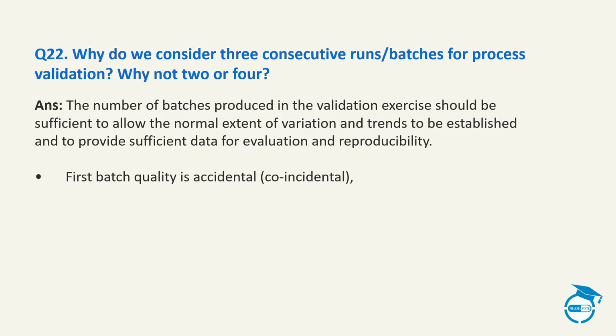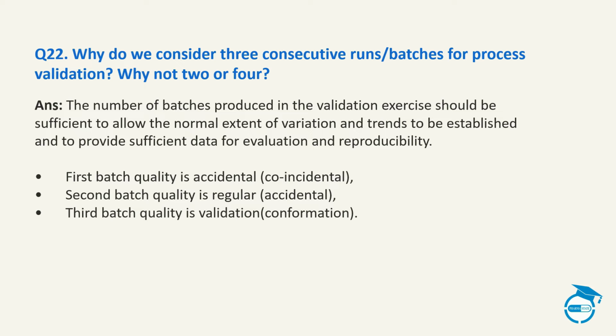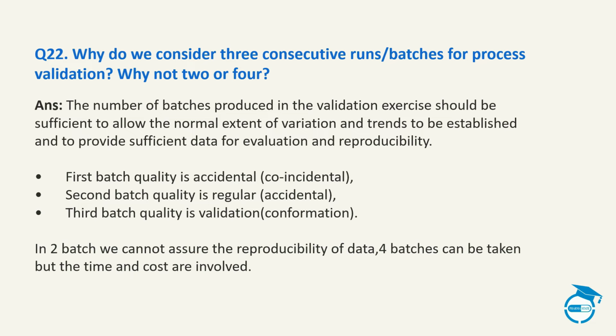First batch quality is accidental, coincidental. Second batch quality is regular, accidental. Third batch quality is validation, confirmation. With two batches we cannot assure the reproducibility of data. Four batches can be taken, but time and cost are involved.